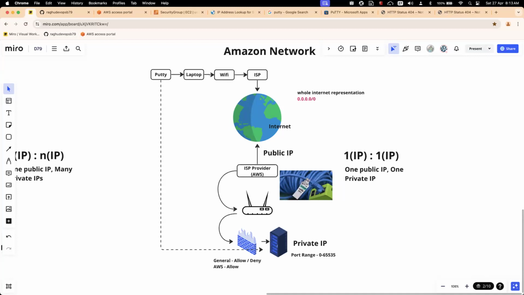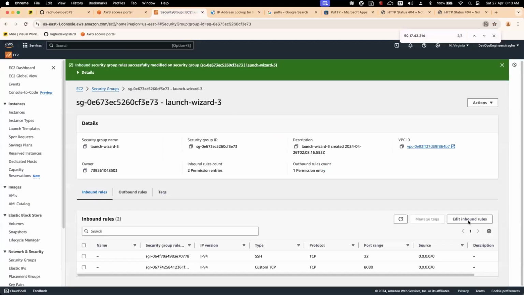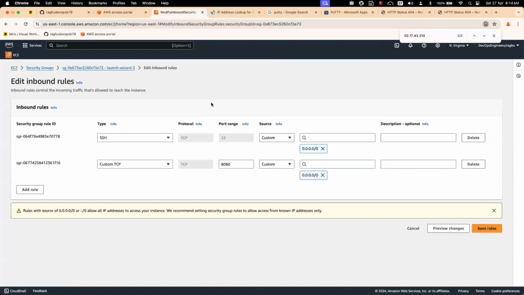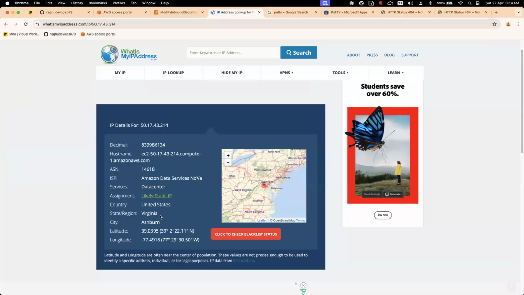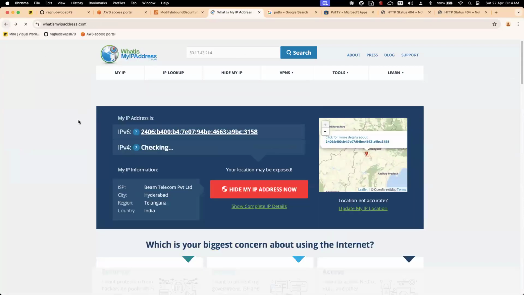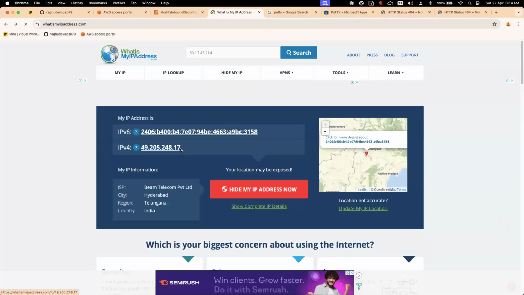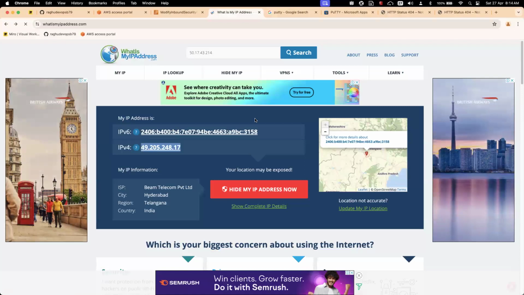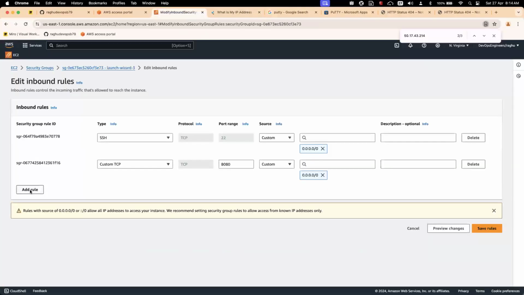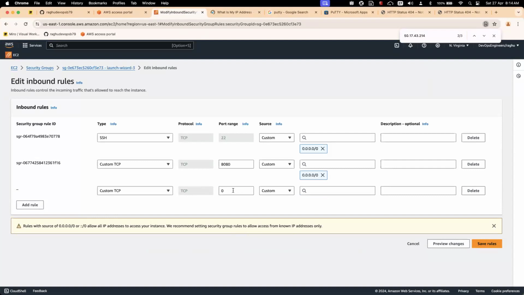Yeah, Raghu, as you said, Amazon allows 99 users, but here I want to allow some particular users. You can allow if you know their IP address. For example, if I want to allow only my IP address, so what is my IP address? This is my IP address, right? I want to allow only my IP address, no one else. So you just need to go and give that particular IP address. That's it. So allow 22 only for this one.